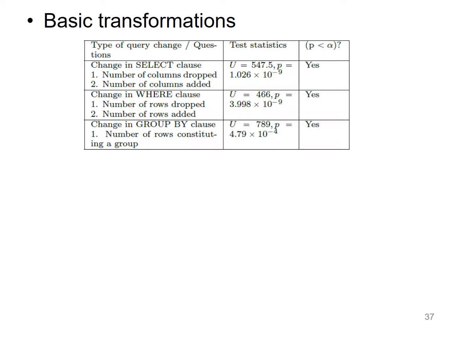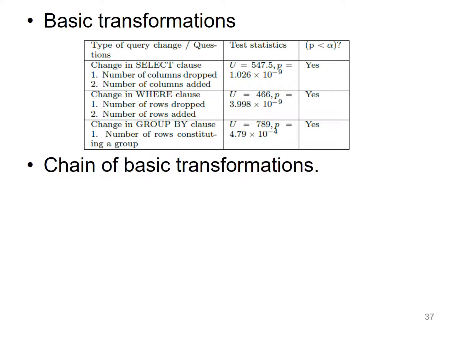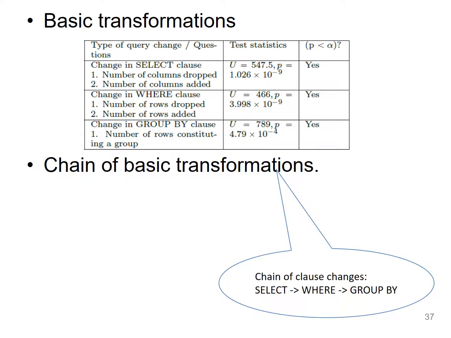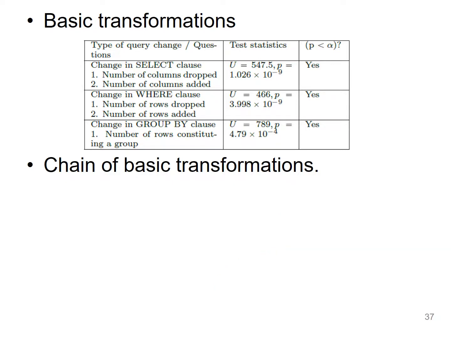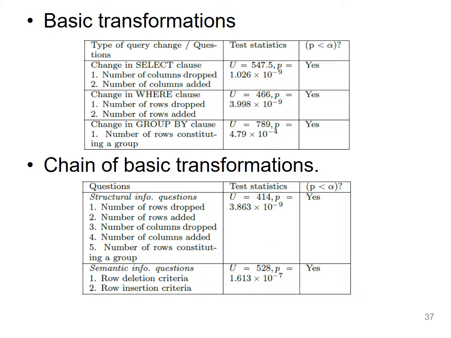And for a different use case, we defined a chain of transformations which had a change in select clause followed by a change in where clause followed by a change in group by clause, and the users were asked to track changes throughout this transformation. You can see the group difference is statistically significant for a significance level of 0.05 for all these tasks between the tween and non-tween groups.